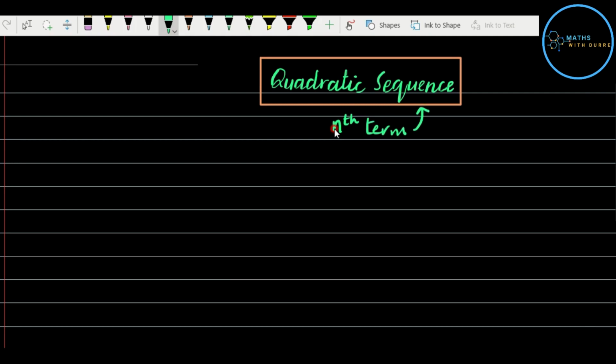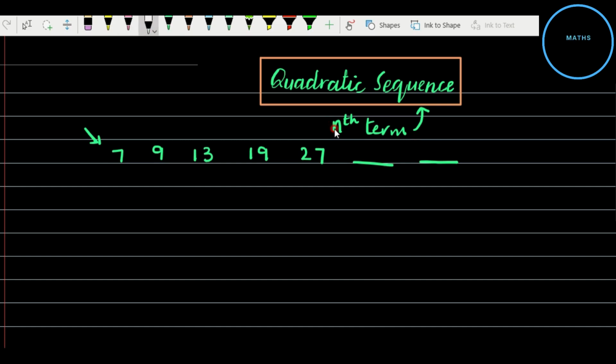In this video, we will find the nth term of a quadratic sequence. Let's have an example: 7, 9, 13, 19 and 27. And also we need to find the next two terms. Before starting the procedure, we need to identify the type of the sequence.